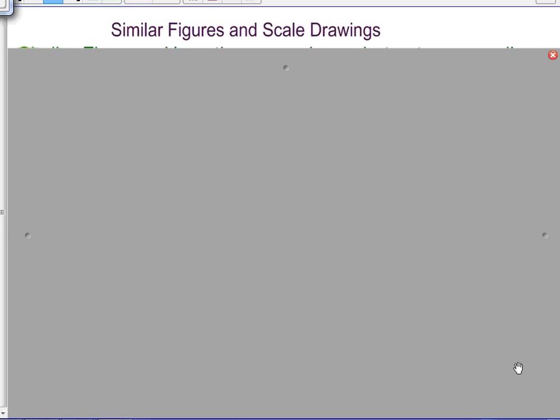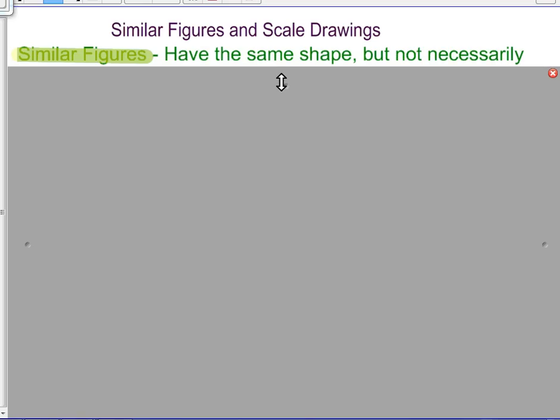All right, today what we're going to be talking about is similar figures and scale drawings. So yesterday we discussed proportions and how to cross multiply to solve those proportions. Today we're going to use that skill and connect it to how you would solve for different things in similar figures. But first we're going to discuss what a similar figure is.